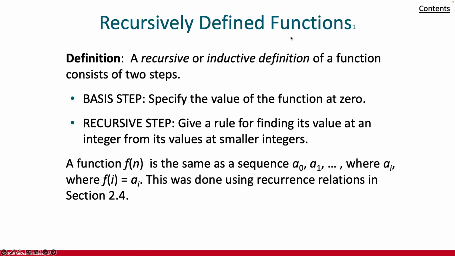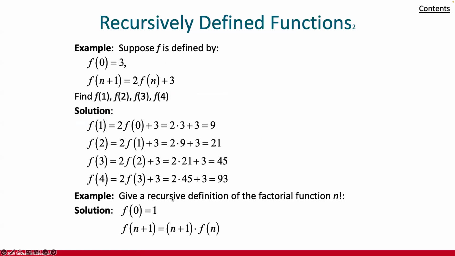A recursive function calls itself. A recursive or inductive definition of a function consists of two steps: specify the value of the function at 0, and then give a rule for finding its value at an integer from its value at smaller integers. We'll get a chance to see this shortly. Here are examples: you have the 0 case, but anything beyond that is related to its previous members, and so here's an example.